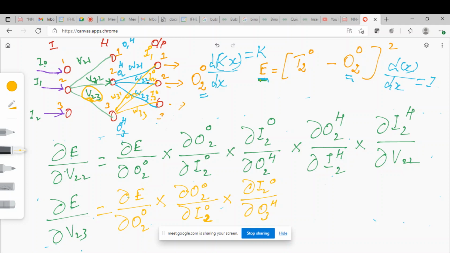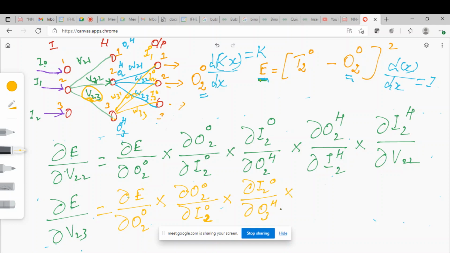Why O3H alone, if you ask, that is a good question, because this input not only depends on this output, it depends on all the outputs, but we are interested only in this weight. So this weight is connected with which neuron of the hidden layer? Is there any connection between this weight and the second neuron of the hidden layer? No. This weight is connected only with the third neuron. So we are taking this path.